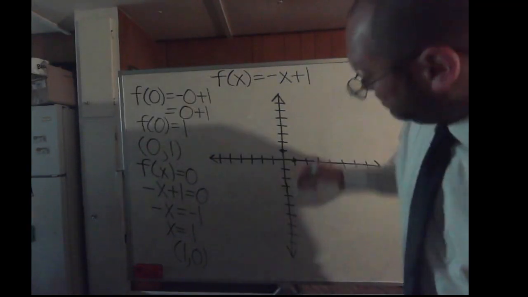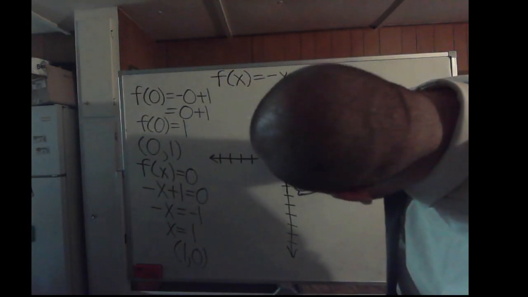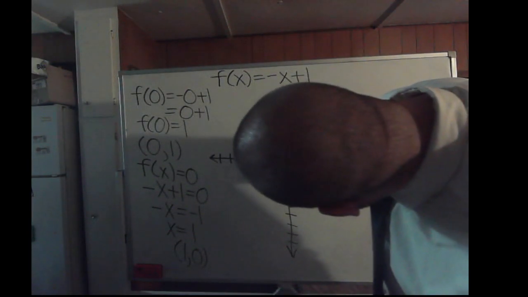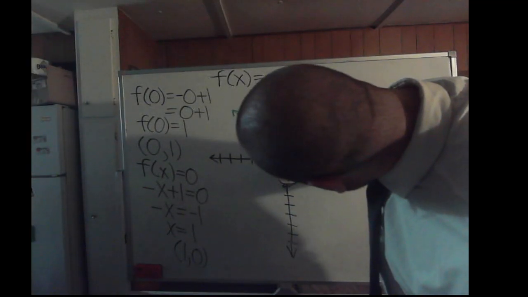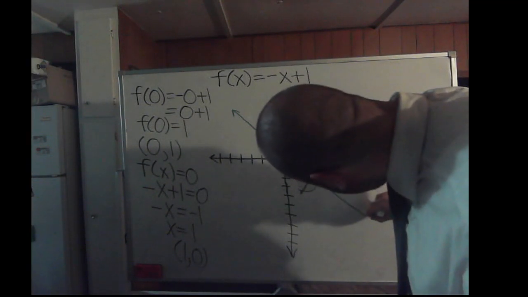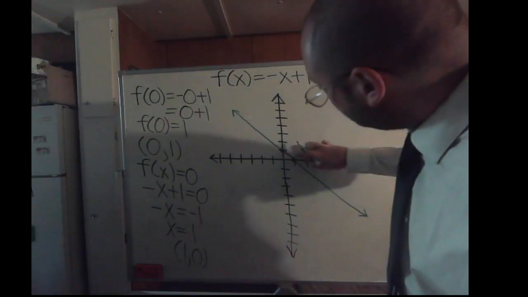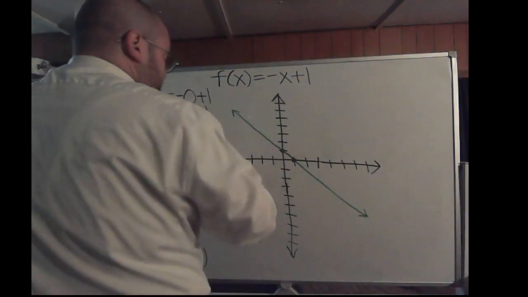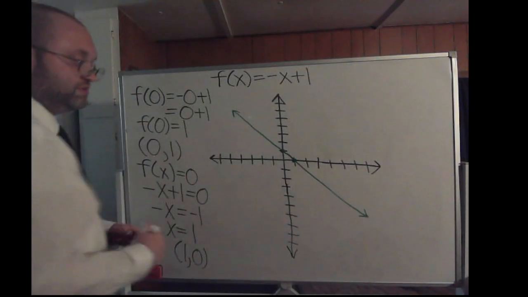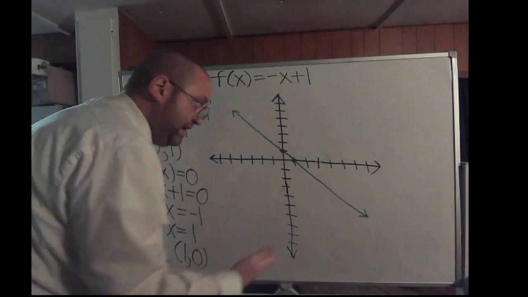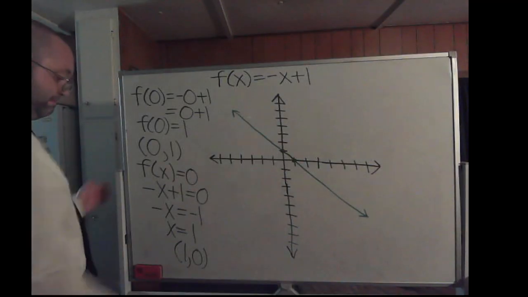Now all you gotta do is draw a line and connect them and go through them and you have a line. And this is a line with a negative slope because the slope in this equation is negative 1. So this is what a line with a negative slope looks like, but it's still a line nonetheless, a linear function.